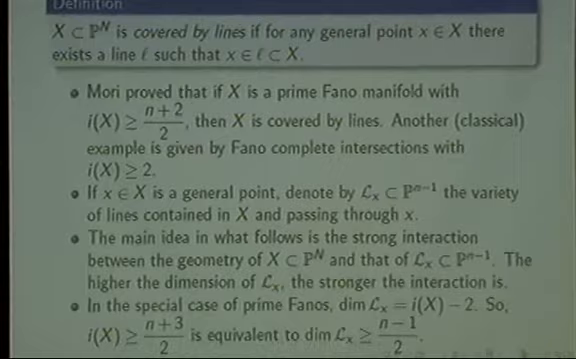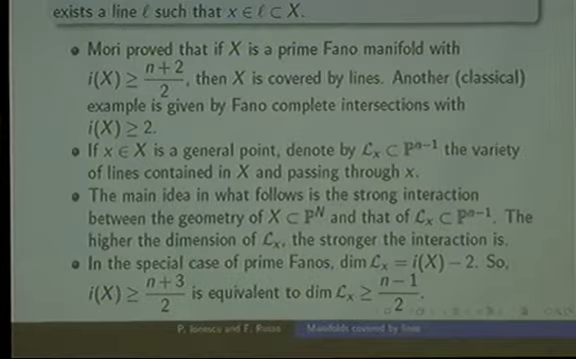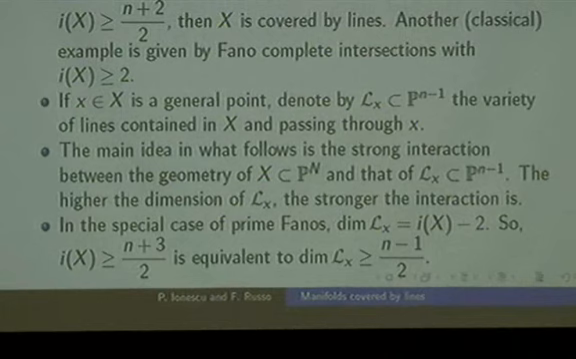Moreover, in the special case of prime Fano manifolds, simply by the adjunction formula, the dimension of the variety of lines is just the index minus 2. So, speaking about the index or about the dimension of this variety is essentially the same thing. So, the previous inequality translates to saying that the dimension of the family of lines through x is at least n/2 minus 1.